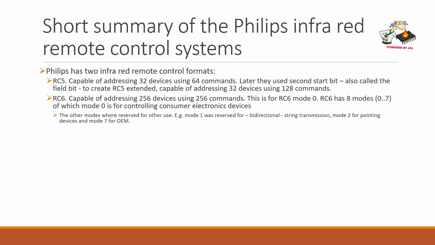The successor of RC5 is RC6, which is capable of addressing 256 devices and 256 commands. This is called RC6 mode 0. But RC6 has 8 modes, modes 0 to 7, of which mode 0 is used for controlling consumer electronic devices. The other modes were used, for example, mode 1 was reserved for bidirectional string transmission, mode 2 for pointing devices, and mode 7 for original equipment manufacturers.